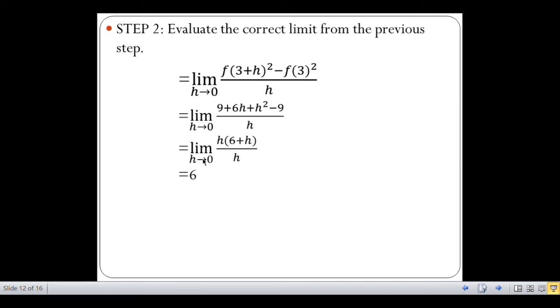Now, dito, mayroon tayong as h approaches 0. So, yung h dito class, papalitan natin ng 0. So, 6 plus 0, we have 6. So, yung answer natin dito is 6. Okay? So, again, cancel out na natin yung h, and then yung natira is 6 plus h. And then, yung h papalitan ng 0. As h approaches 0, so 6 plus 0, our answer is 6.